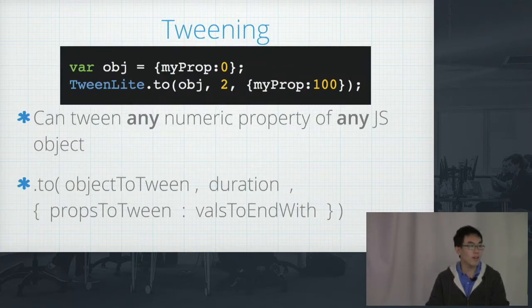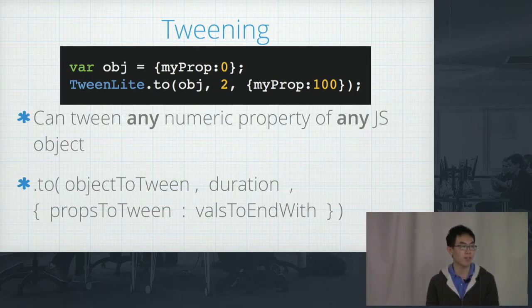Now we can start by looking at some code with GSAP. As I mentioned earlier, we can actually tween any numeric property of any JavaScript object. So here in this example, I'm bringing in a TweenLite library and a to method. And this to method takes three parameters. The first parameter being the target object that we want to tween, that we want to work with. The second parameter being the duration or the length of the tweening. And the third parameter being the properties on that object with the values that we want them to end with.